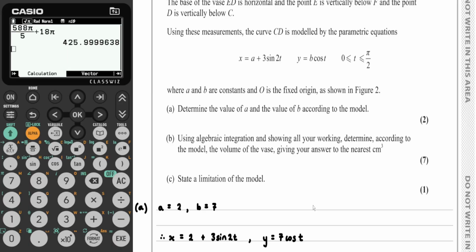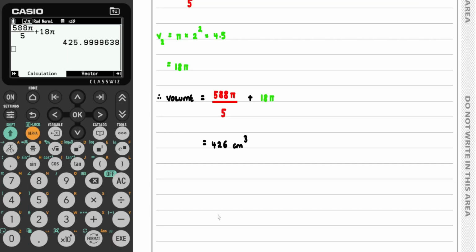Part C. State a limitation of the model. A limitation of the model is the vase may not be completely smooth.